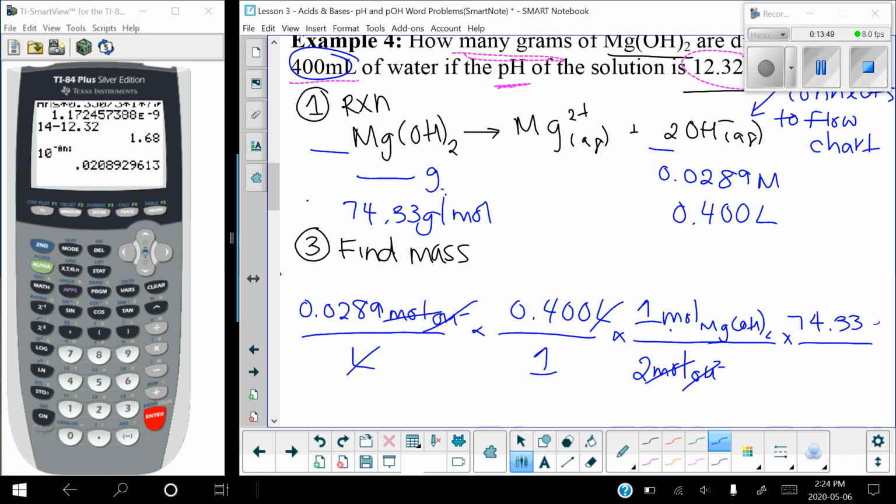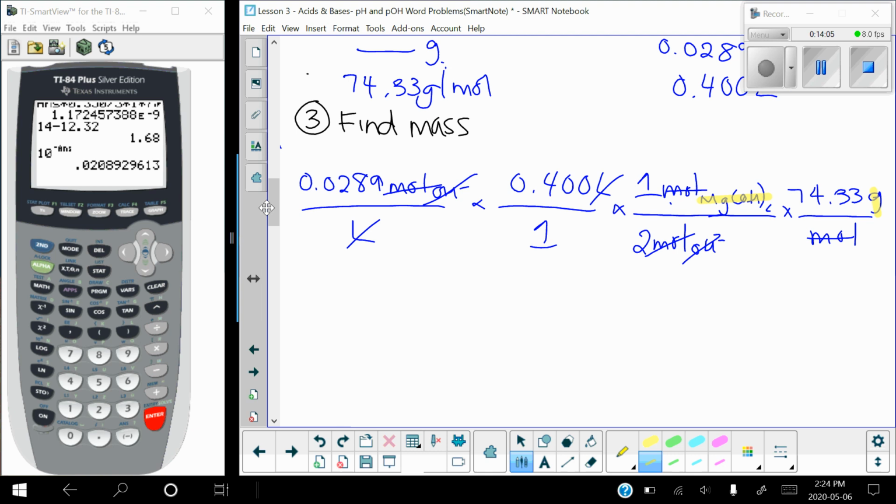74.33 grams per mole. Mole cancels out, and we are left with grams of magnesium hydroxide. Okay, so let's plug that into our calculator. Taking our answer, multiplying by 0.4, dividing by 2, multiplying by 1, times by 74.33.